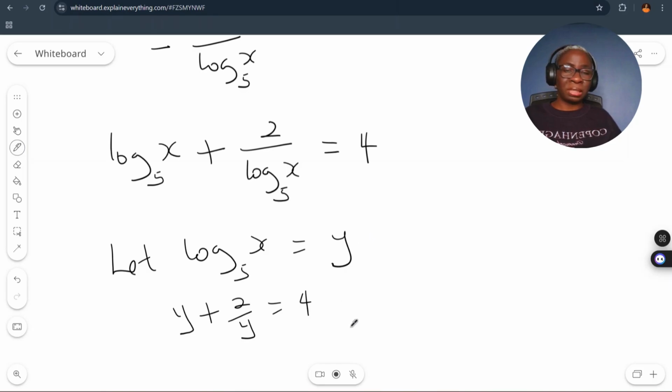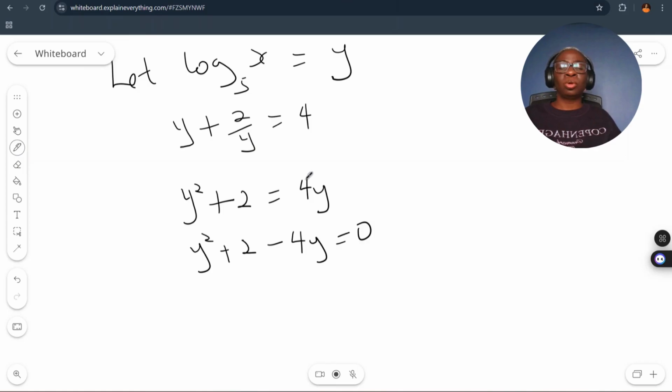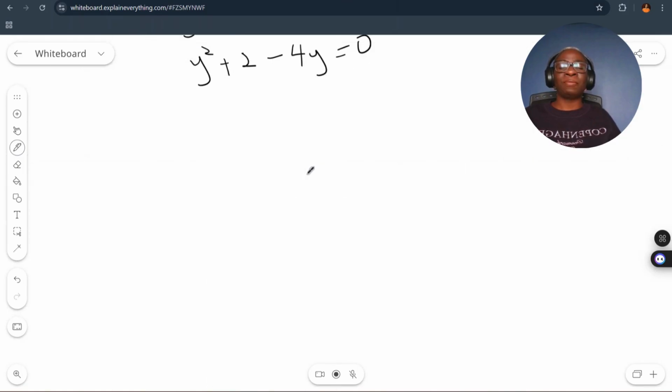After solving it, we can equate y back to log x base 5. Now let's multiply through by y so that it is no longer in the denominator. Multiplying by y gives y squared, then plus 2, and 4y on the other side. This has become a quadratic equation: y squared minus 4y plus 2 equals 0.